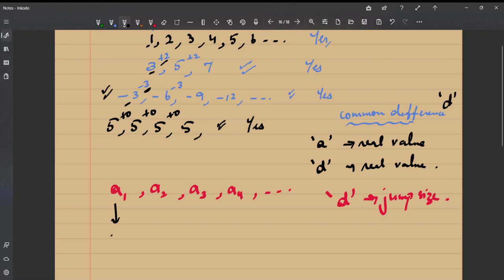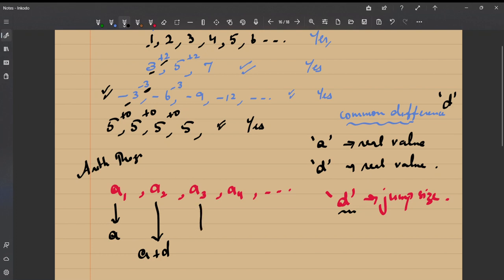The first term can be written as a. Now what about the second term? The second term is a plus d, because we are given that d is the jump size, and we are also given that this is an arithmetic progression, right? So the second term is a plus d.